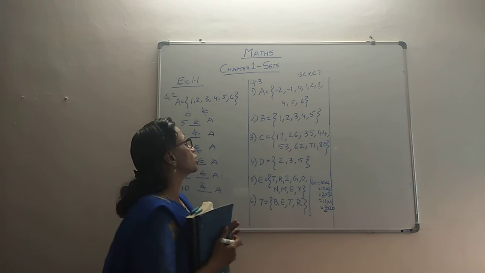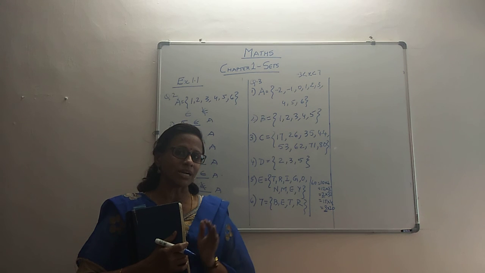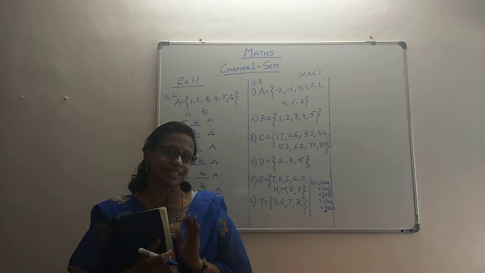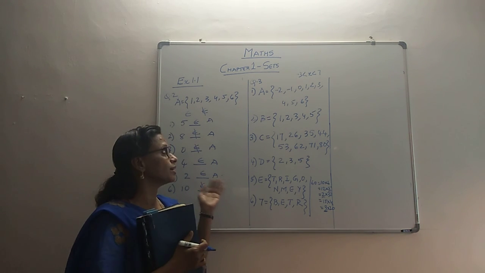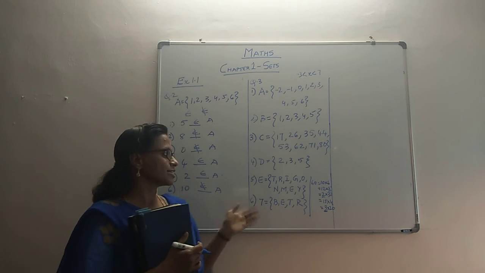So that is about question number 3, where we have now learned how to convert a set builder form into a listing method or a roster method. A given question in a set builder form, we have converted it into a roster form. This is about the thing.